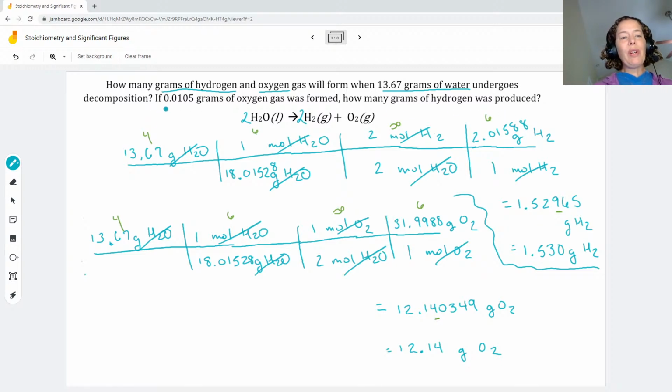For our last part of this problem, we are given 0.0105 grams of oxygen, and we are asked how many grams of hydrogen was produced. So this is a product to predict another product, which is fine. It's still stoichiometry because we're given information about one molecule, and we are asked information about a different molecule.